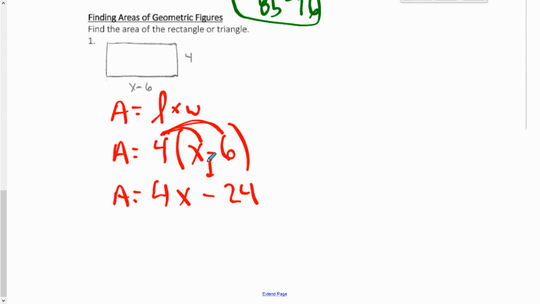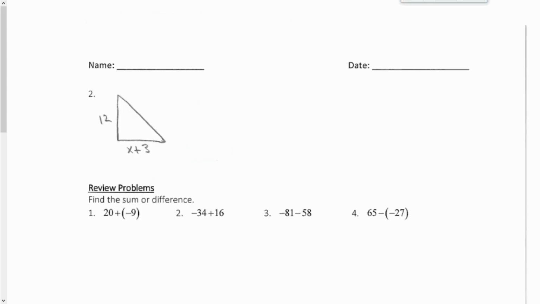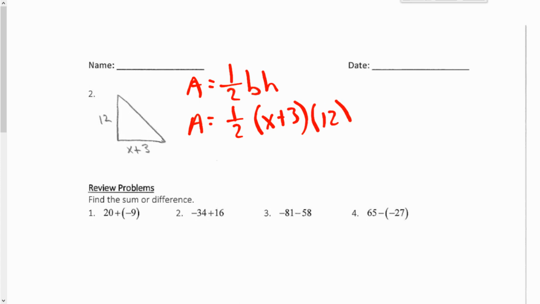Now, when I do find the area, I have to have units, and we said before that we have to have units squared or square units. Since I don't actually have units there, I will just use the word units. So I have 4x minus 24 square units. On the back side, we have a triangle. So the area of a triangle is 1/2 base times height. So we'll write 1/2. Our base in this case is x plus 3, and our height is 12.